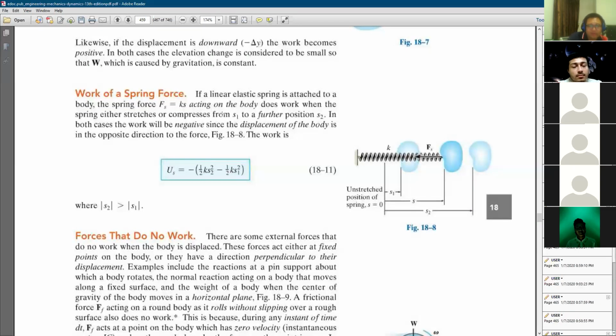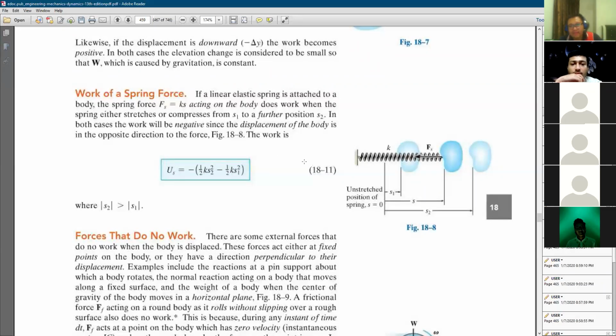Then from S1 to a further position S2. S1 is here, S2 is here. In both cases, the work will be negative, since the displacement of the body is in the opposite direction of the force. Because the spring was designed to resist the motion, right? So at any time, the force will not be in the same direction as the motion.